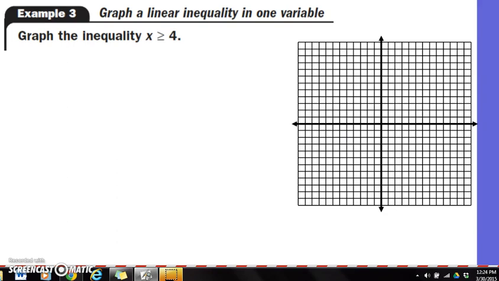Example 3. This is x is greater than or equal to 4. When we had just one letter equal to a number when we were graphing linear equations, they were either vertical or horizontal lines. Does anybody remember if this is a vertical or horizontal line? Vertical. It is vertical. So you're going to, 1, find 4 on the x-axis. 1, 2, 3, 4. Put a dot.